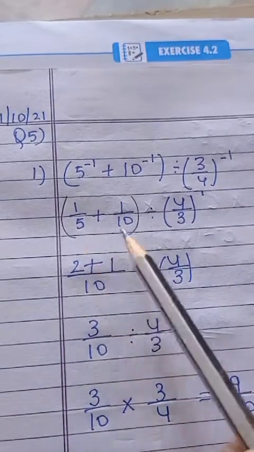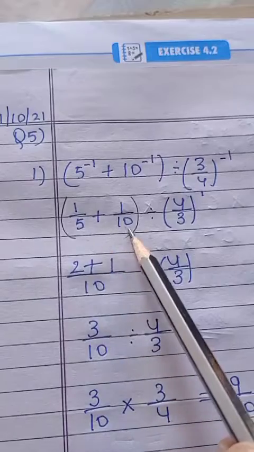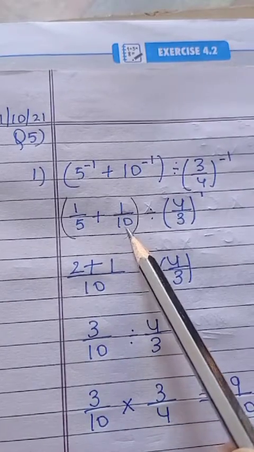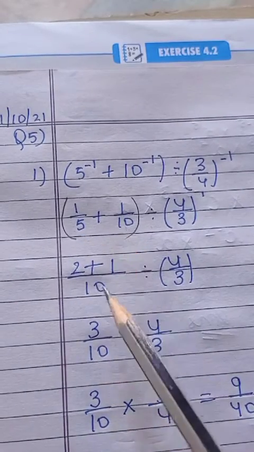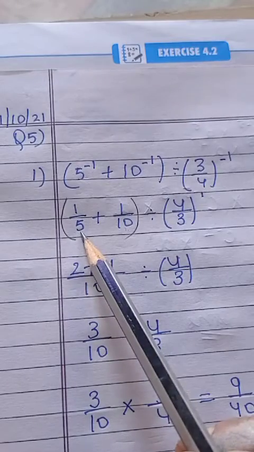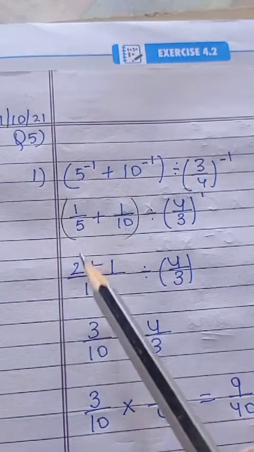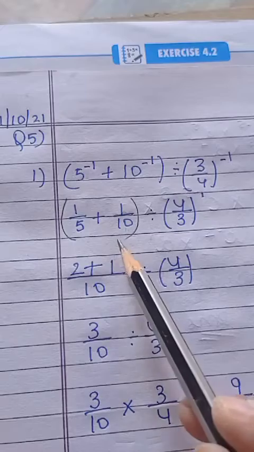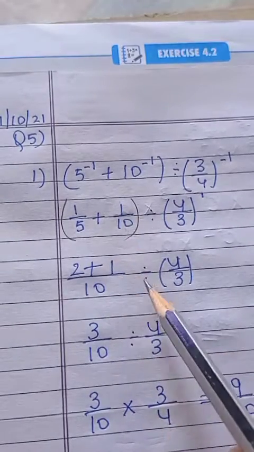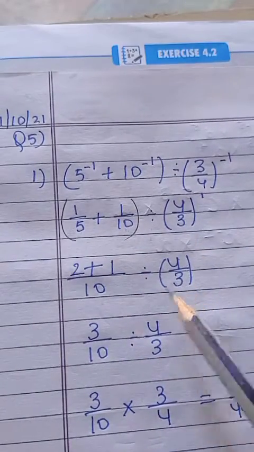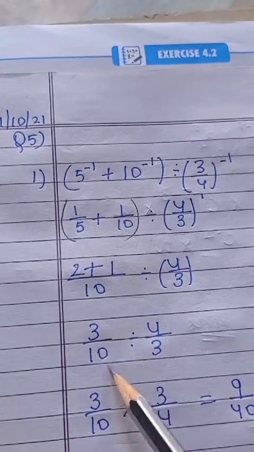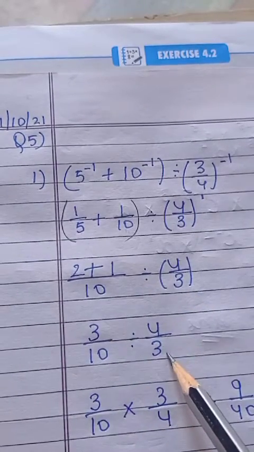Now you have done in junior classes how fractions can be added or subtracted by taking LCM. LCM of 5 and 10 is 10. 10 divided by 5 is 2, 2 ones are 2. Plus 10 divided by 10 is 1, 1 ones are 1. Divide by 4 by 3 as it is. 2 plus 1 is 3 by 10, divided by 4 over 3.